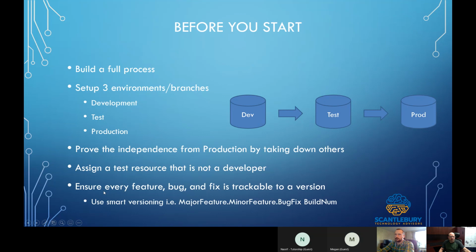And then ensure that every feature, bug, and fix is trackable to a version. That's why it's really important to do bug and feature tracking with a numbered record, and then have release notes, and to use some kind of smart versioning to make sure that you know what's in what version.